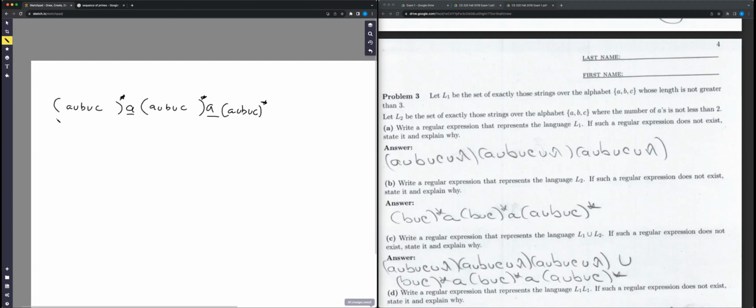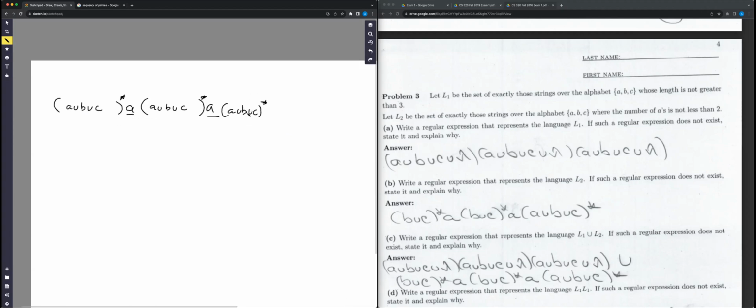And so this is my answer. I started with whatever was absolutely necessary. So 2 A's is absolutely necessary for my regular expression. And then from there, I just fill in the blanks. They don't have to be next to each other, so anything can come in between. It doesn't have to start with an A, which means anything can come before it, and it doesn't have to end in an A, so anything can come after it.